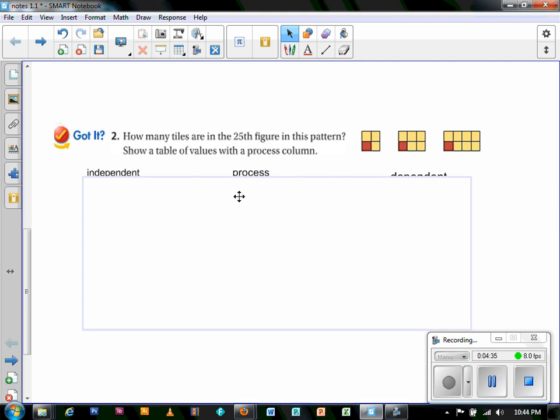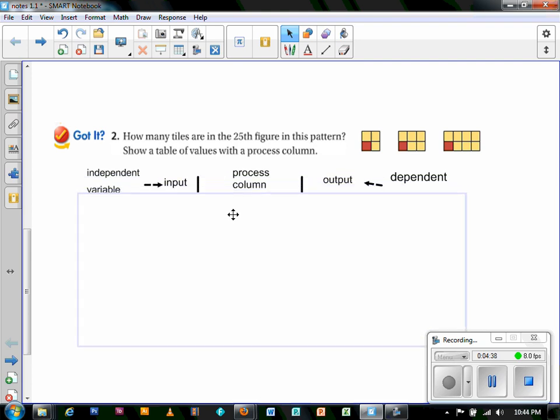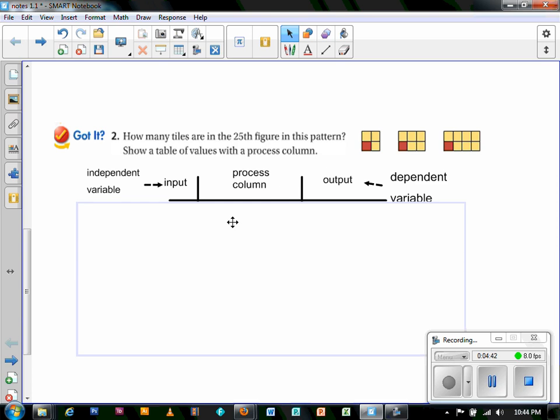Here is how I set up my table. Yours might look a little different, but this is fine as long as you have 3 columns. We have the input, the process column, and the output. We do have a special name for the input. It's called an independent variable. It's something we'll use in the future, so be aware of that. I might as well put that down in your notes because it's something that we'll use.